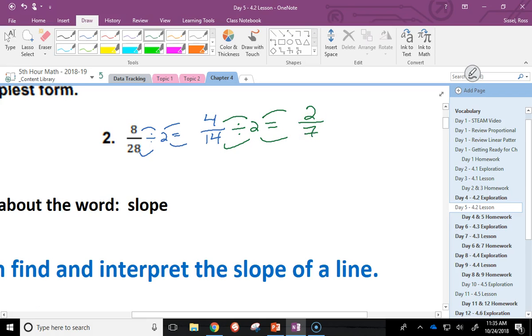Can that simplify? No. One way I know that's difficult for us to understand if we're all the way simplified or not is if one or both of our numbers is a prime number. Remember, prime can only be multiplied by 1 and itself. The only thing that goes into 7 is 1 times 7. The only thing that goes into 2 is 1 times 2. If one of them is prime and it cannot go into the other number, then you know you're done.